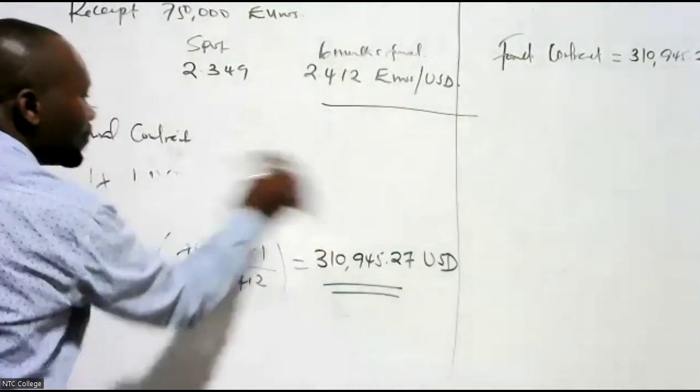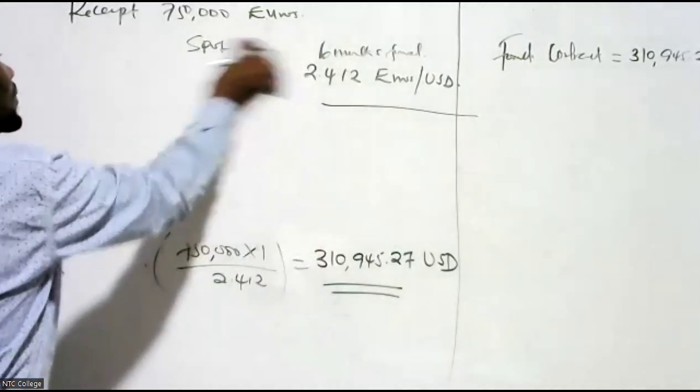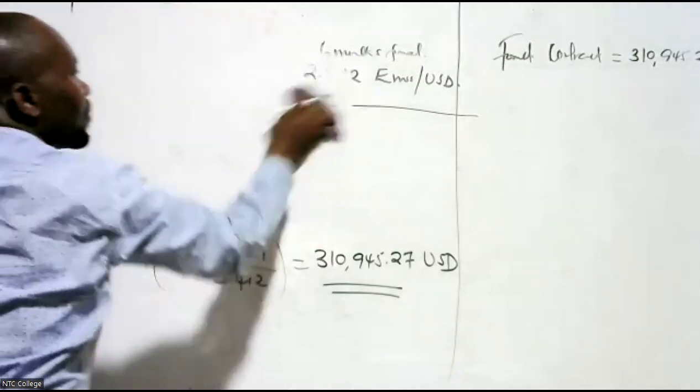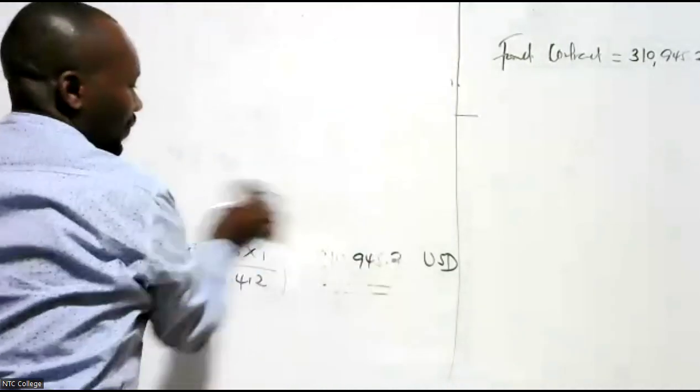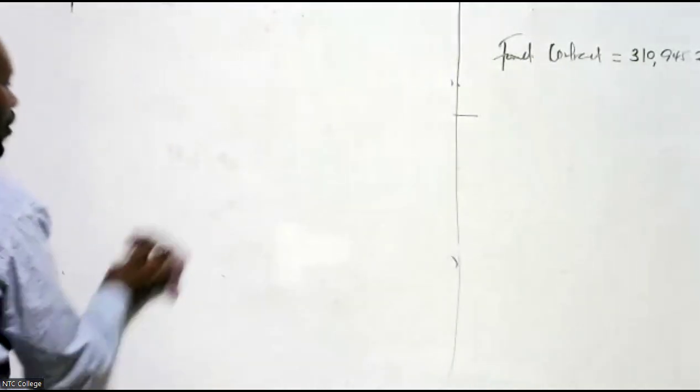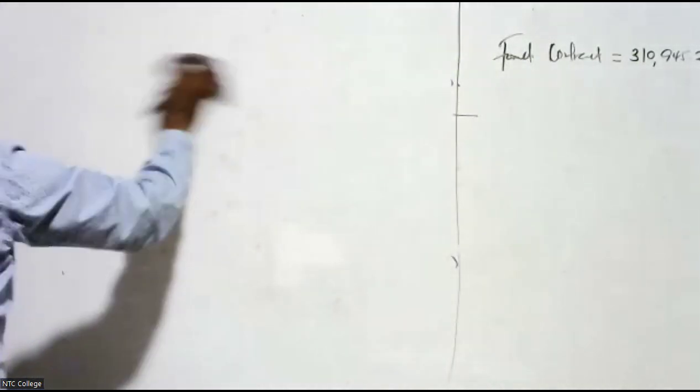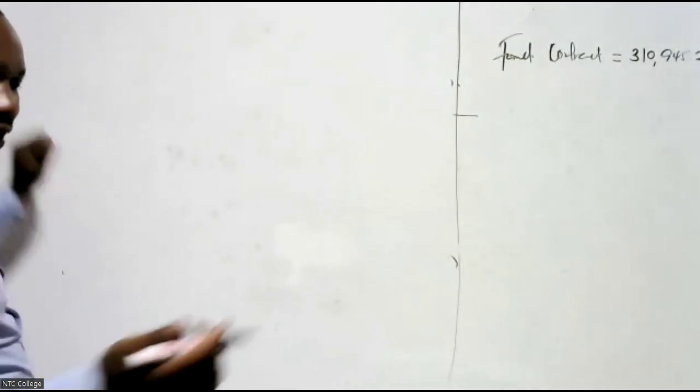You guys are home, so you go to your cubicles and sleep. Let's do one, then you go to your cubicles and sleep. So money market.